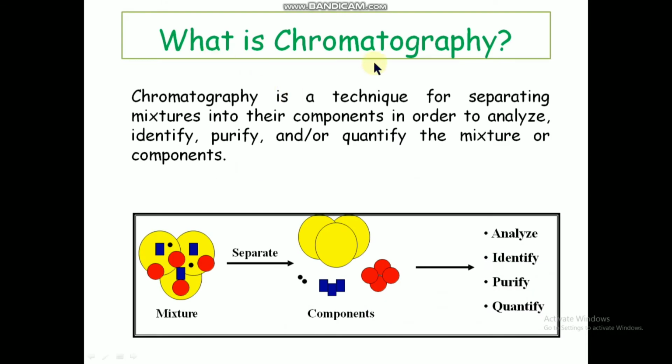First one, what is chromatography? Chromatography is a technique for separating mixtures into their components in order to analyze, identify, purify and or quantify the mixtures or components. That means chromatography is a technique used to separate complex mixtures into individual components. If we have taken any sample, it contains complex components, then we need to separate those complex components into individual components or single components. So this process is called chromatography, and the technique used to separate complex components into individual components is called a chromatographic technique.